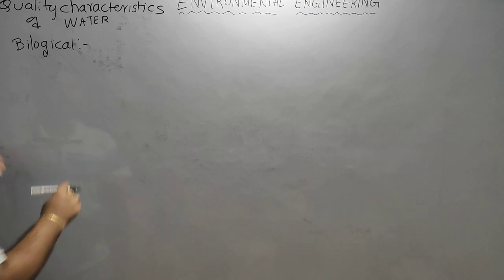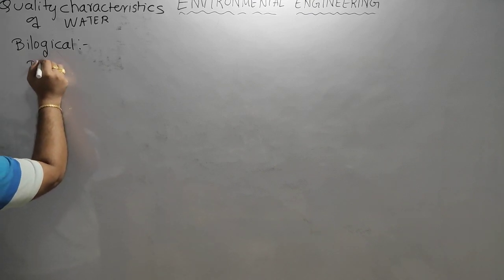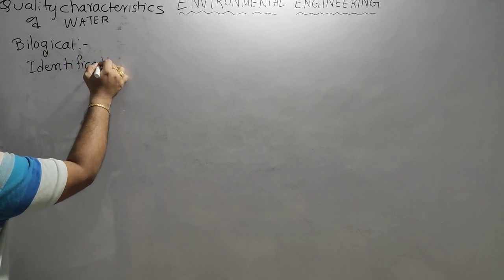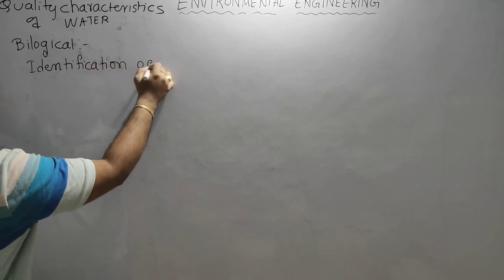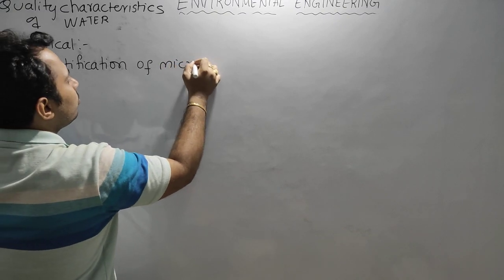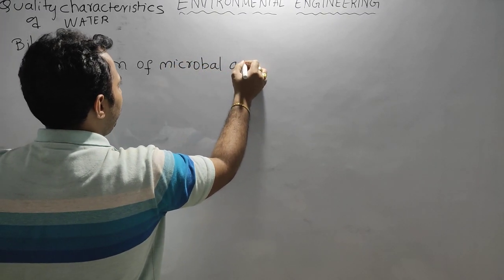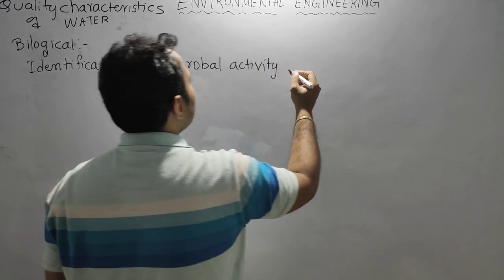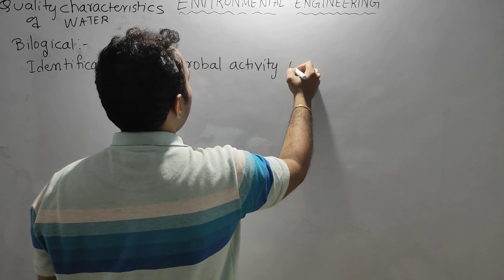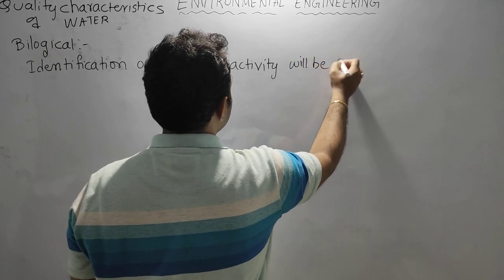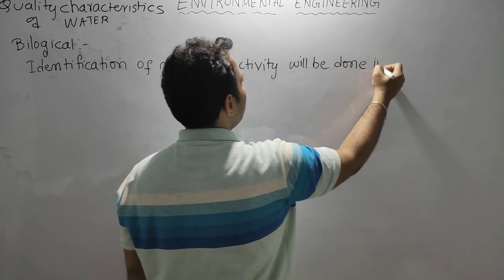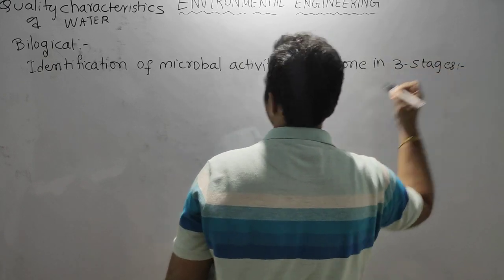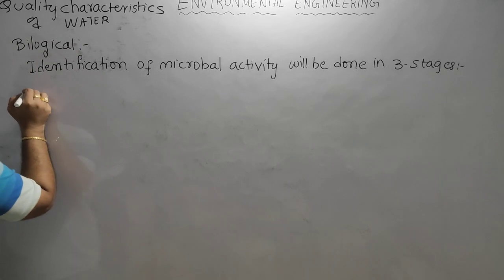So, identification of microbial activity will be done in 3 stages. In 3 stages. So first stage is presumptive.